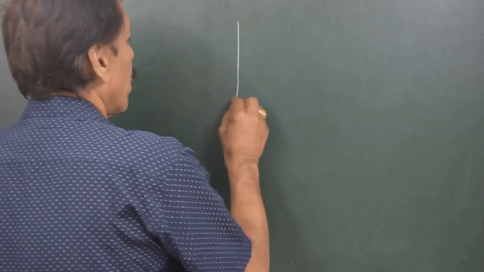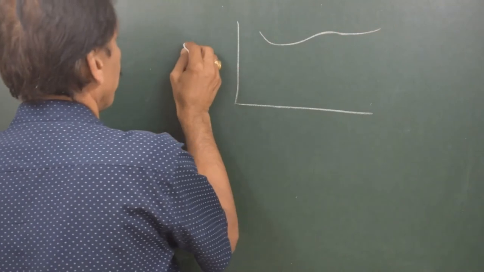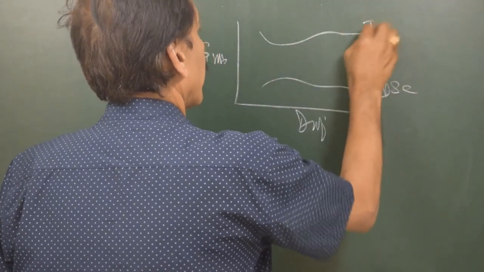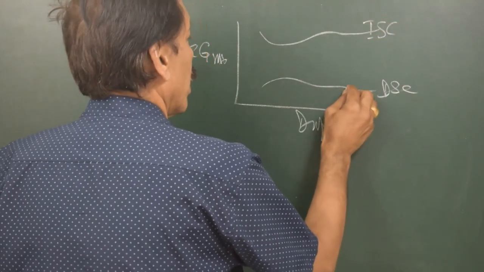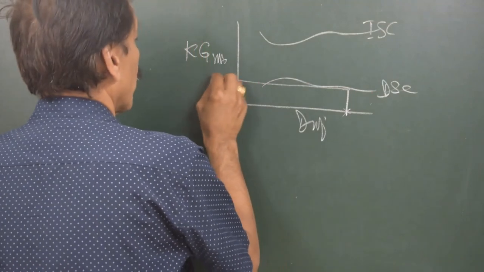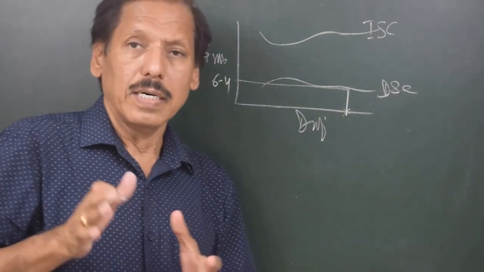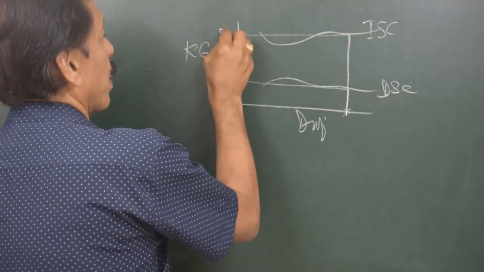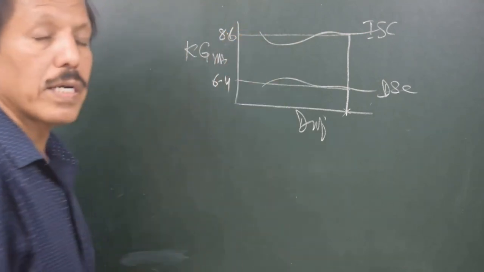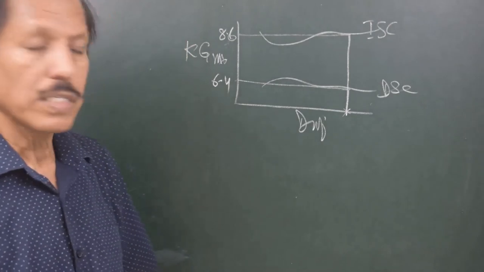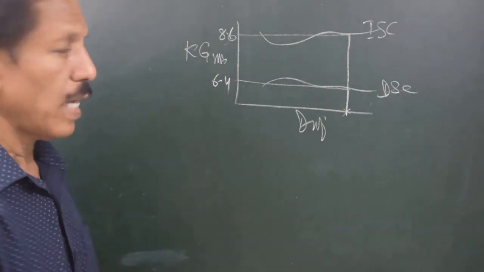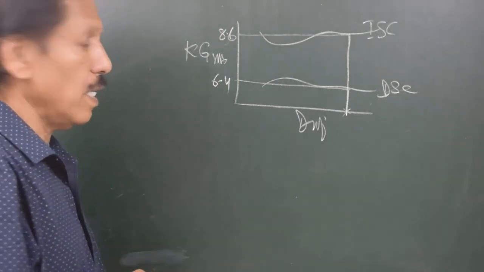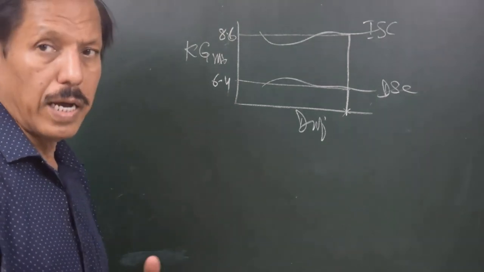One of the tools is the KG max versus draft. This is the damage stability criteria, this is the intact stability criteria. For a given final draft, you can hit the curve, come to the left, and this will give you the value of KG that should be maximum, so that in case of damage, you are able to satisfy damage stability criteria. Whereas if you hit the intact stability curve and come over here, then you are able to get the KG max which should not be crossed in case you want to satisfy intact stability criteria. So the master should see that he has an appropriate KG, not more than say 6.4 as given in this illustration, so that the ship satisfies damage stability criteria as well as intact stability criteria.